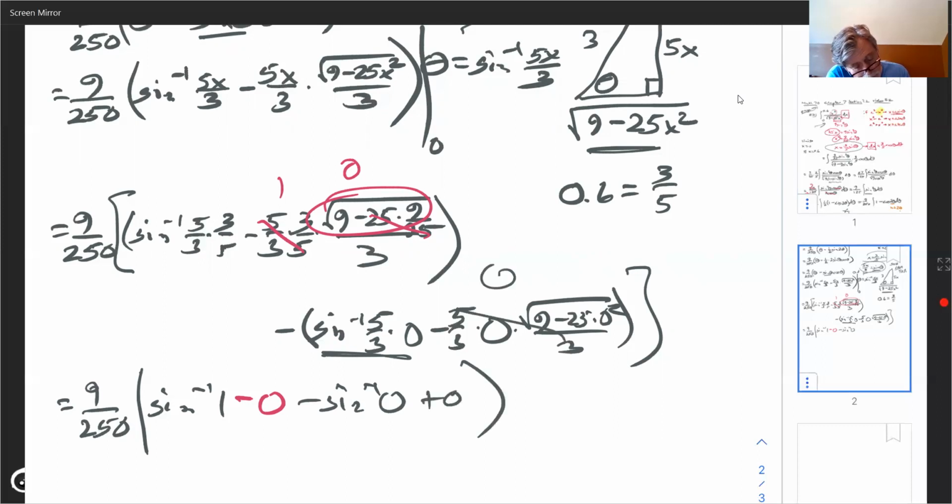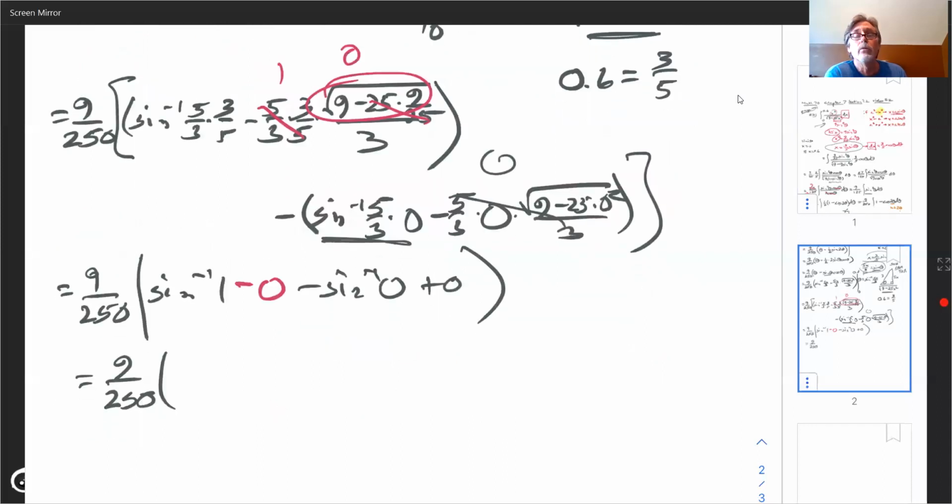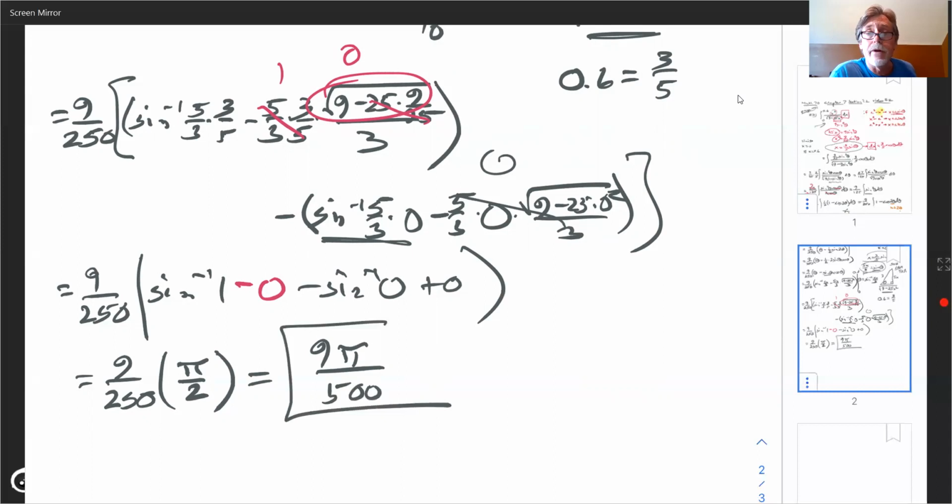And what have we got? We've got a mess. We've got 9 over 250 times sine inverse of 1. Who wants it? Sine inverse of 1, pi over 2. And then sine inverse of 0, 0. So you've got nothing but 0, and this is what you got. And it looks like I've got an answer of 9 pi over 500. Oh man, I hope it was worth it. I also hope it's correct.